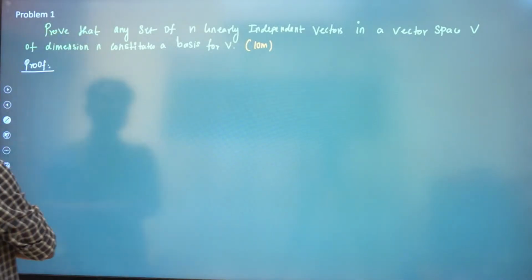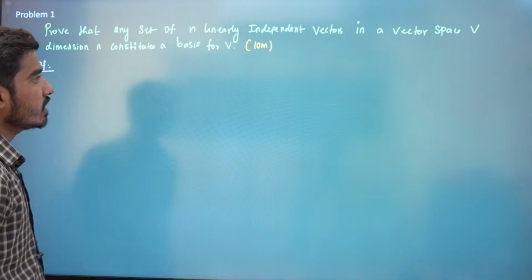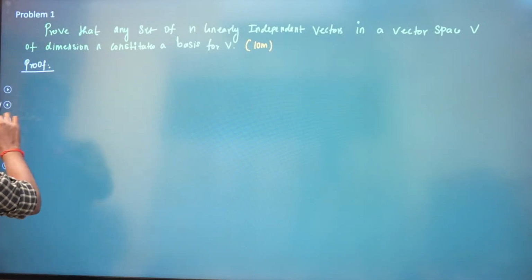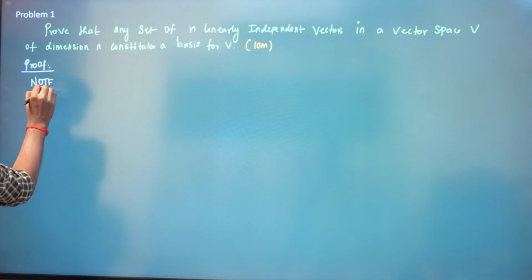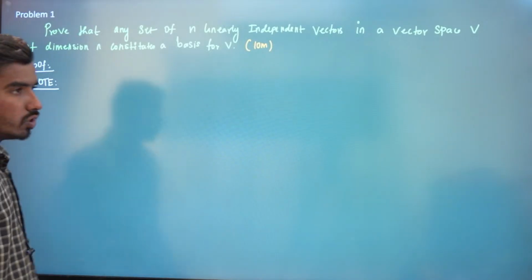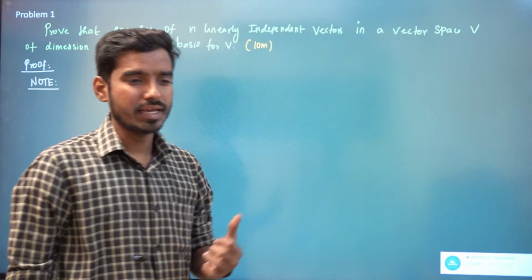Proof. Prove that any set of n linearly independent vectors in a vector space of dimension n constitutes a basis for V. Before that, you have to understand one note, right? Actually, this note is a theorem.